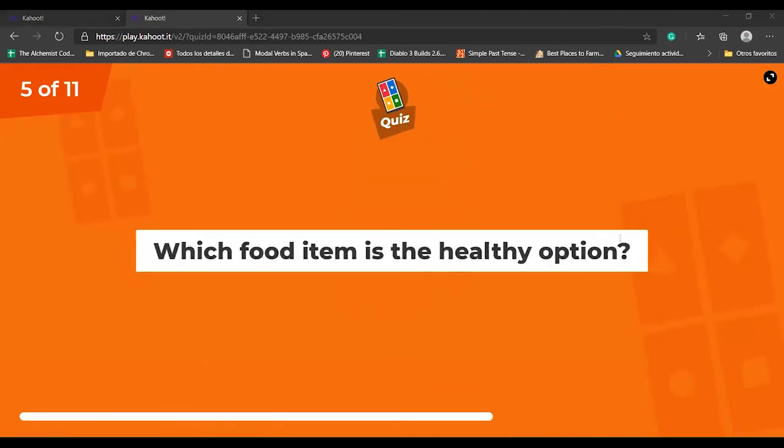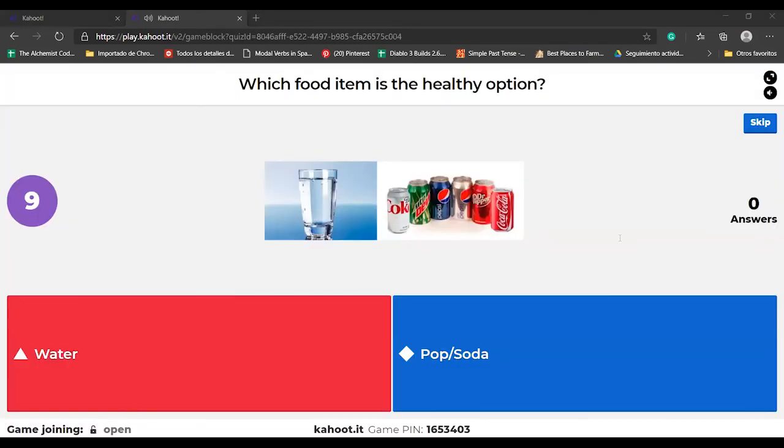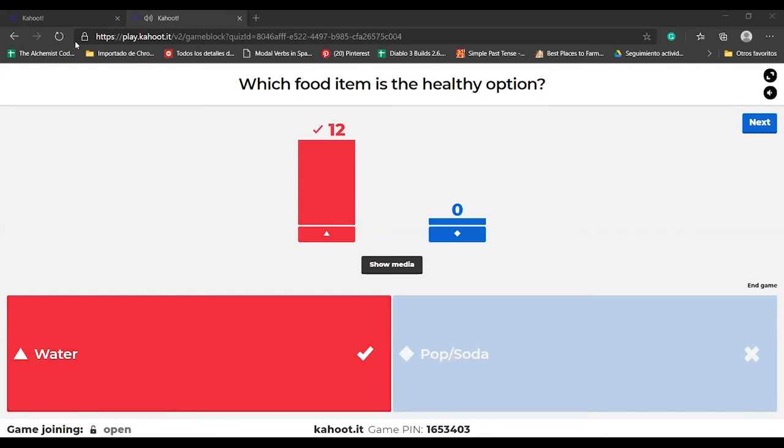Okay, again, the healthy option. A glass of water or a can of soda? Obviously, the water. Remember to drink at least 8 glasses of water. Okay, remember to drink 8 glasses of water. Recuerden, tomar 8 vasos de agua al día por lo menos. ¿Ya?